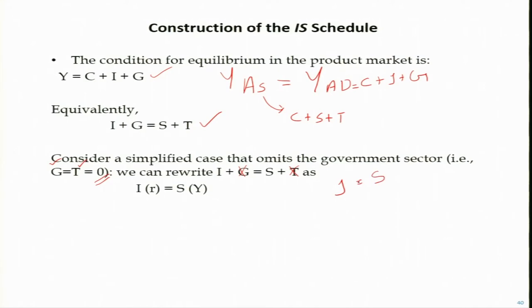In the case of I, investment is a function of the rate of interest. You know that there is an inverse relationship: the higher the rate of interest, the lower will be the investment demand. And savings, the household savings, is a function of income. Obviously, the higher the income, the higher will be the saving, and there is a positive relationship between saving and income. So finally, we can say that I(r) is equal to S(Y).